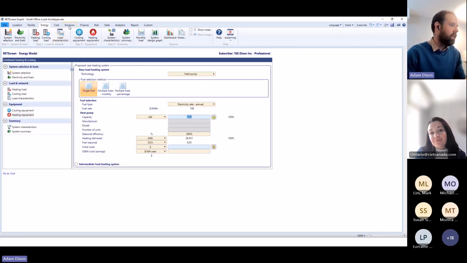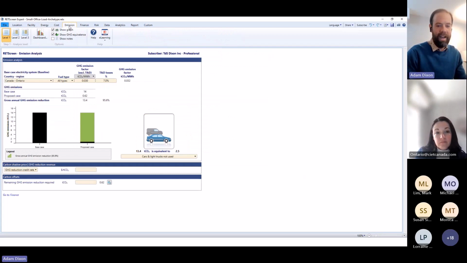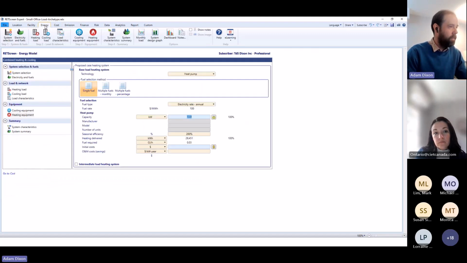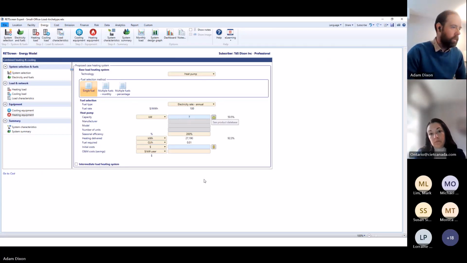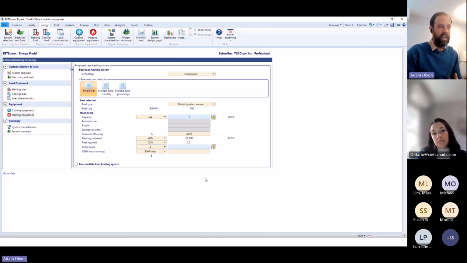Actually, before I do that, right now we've reduced our carbon by 95.6% with doing this. Some people may think, well, if I'm going to use gas, I'm going to drastically increase my carbon consumption, but that's not always the case. So let's cut this system in half to 7. Now we're only meeting 50% of the demand of this building, but we're still delivering 92.3% of the heat to that building. So that doubling of our capacity is only needed to meet 7.5 or 8% of our heat.